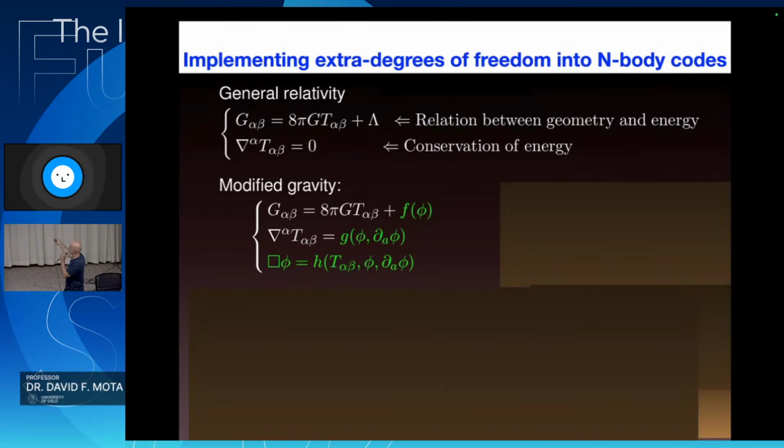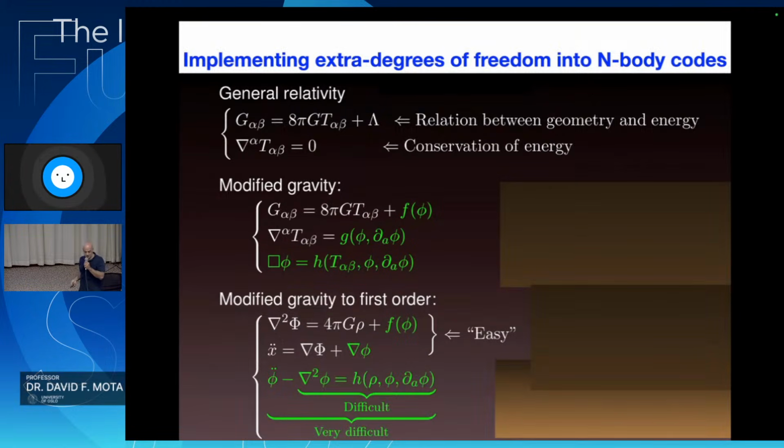If I have the metric, I have to include the equation of motion for the metric. If I have a scalar field, I have to include the equation of motion for my scalar field, to be self-consistent. I need to solve all the equations. Okay, so now what I will do to solve these equations, I'm not solving the full Einstein equations.